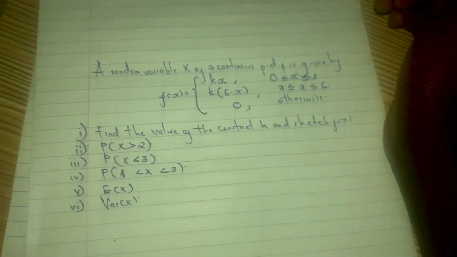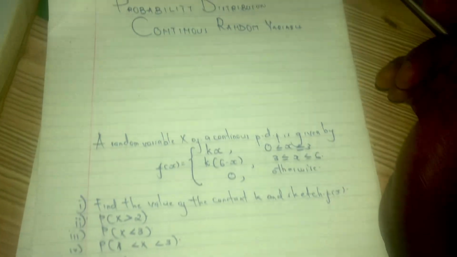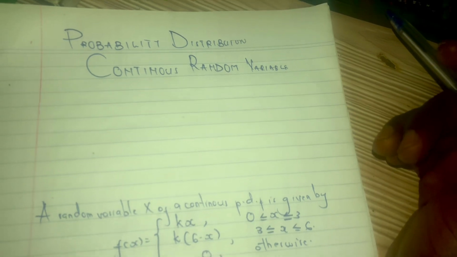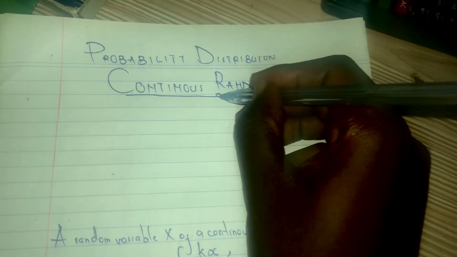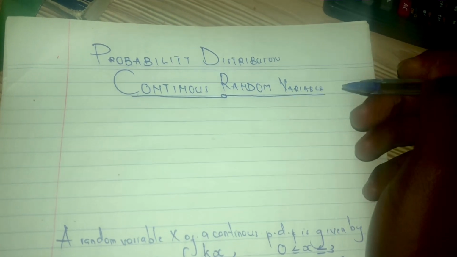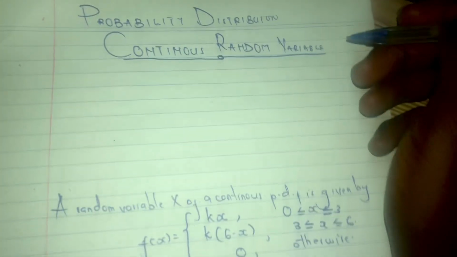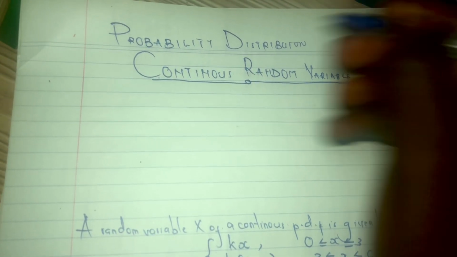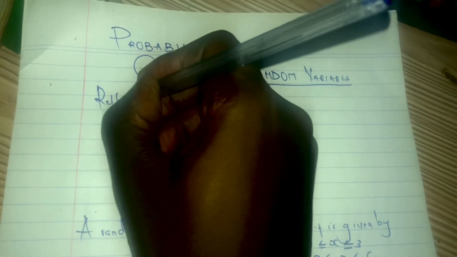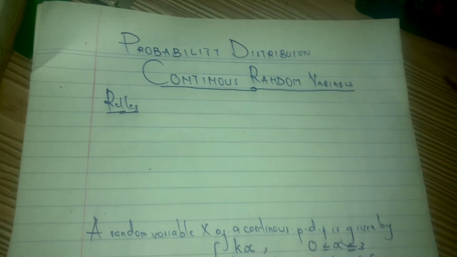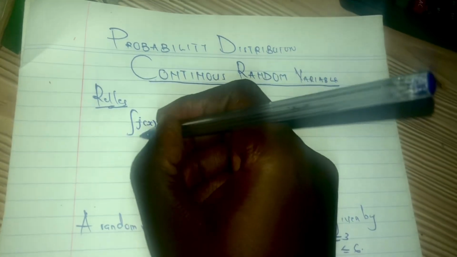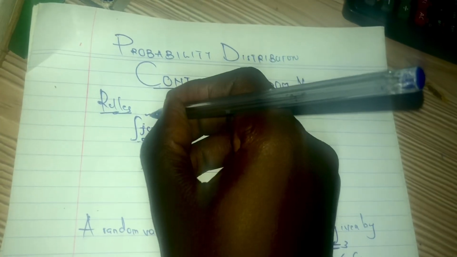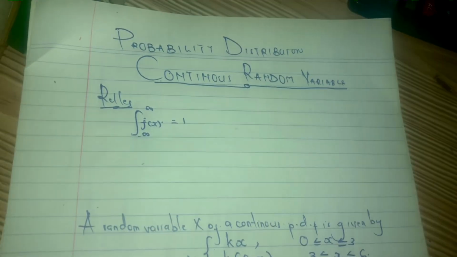Hello everyone, so today we are going to look at continuous random variables and learn how to actually solve them. Continuous random variables are variables that are within an interval. It's a probability distribution where the variables are within an interval. And some of the rules or formulas that you have to know is that the integral of f of x over a given limit will always equal 1.